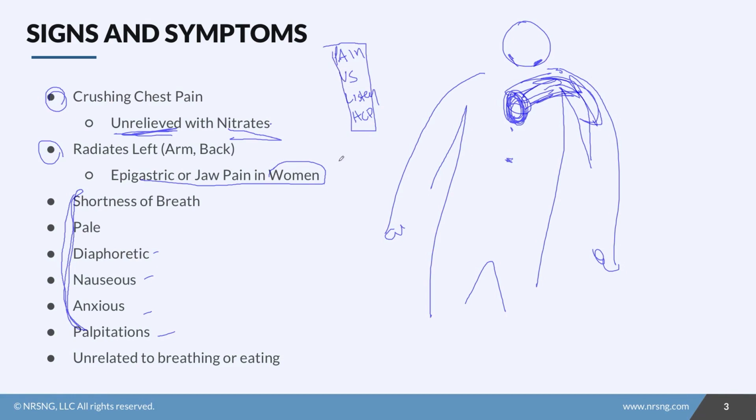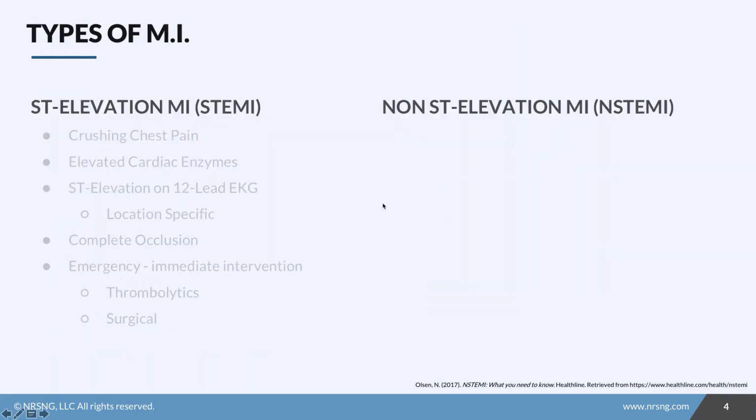Now, that provider is likely going to order a set of cardiac enzymes, which we'll talk about in a second, and a 12 lead EKG, and they'll probably order some meds, which we will also talk about in a second.